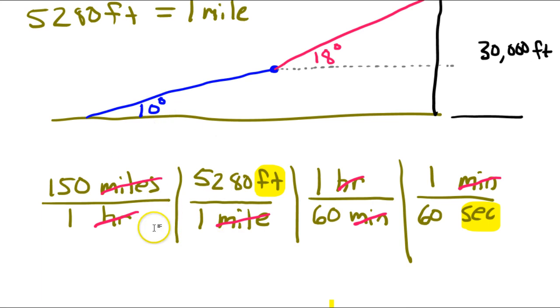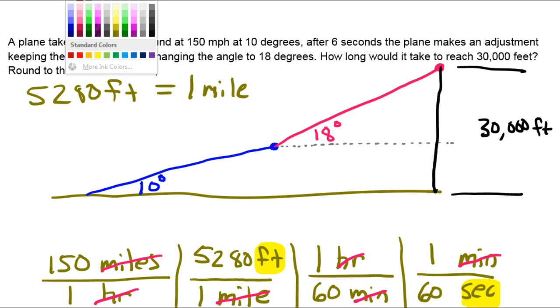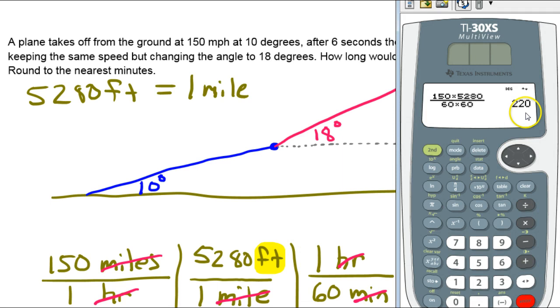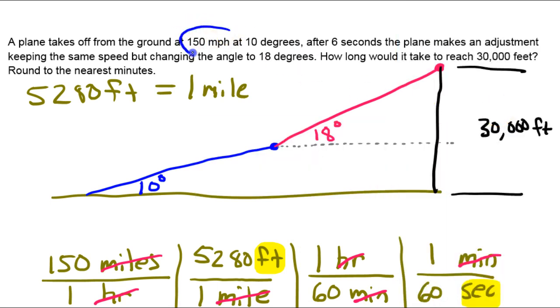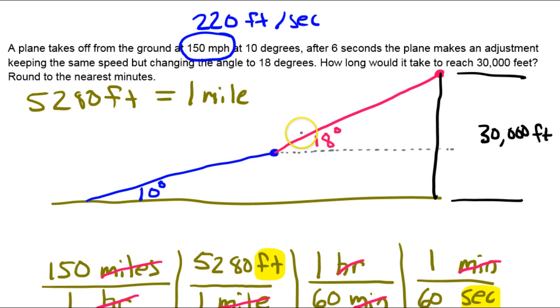Okay, so what I have just figured out is that 150 miles per hour is the same thing as, what was it, 220? See, that's that sleepiness I was talking about. I can't remember for more than 5 seconds. Alright, so this is the same as 220 feet per second. Okay. So, why did I need that? Because it says after 6 seconds. So, this blue path that the plane is traveling, that lasted for 6 seconds.